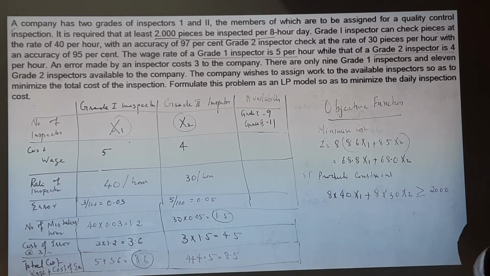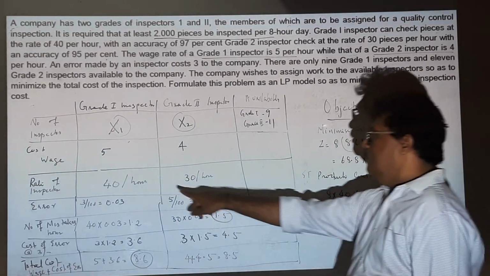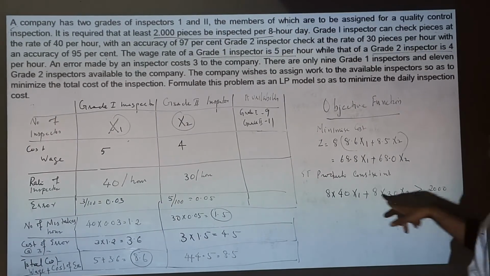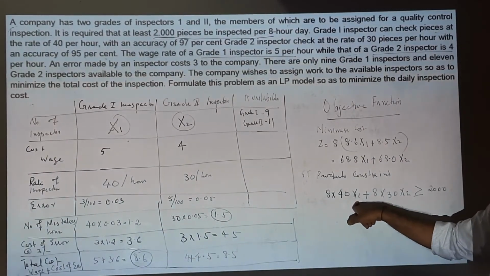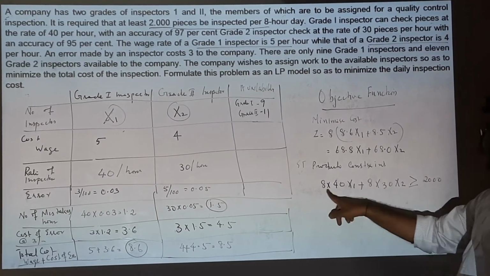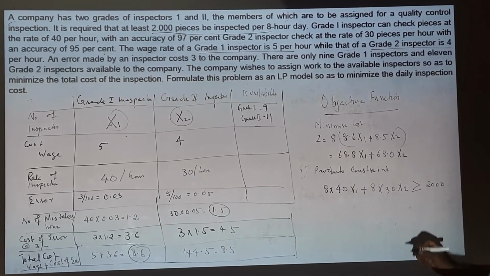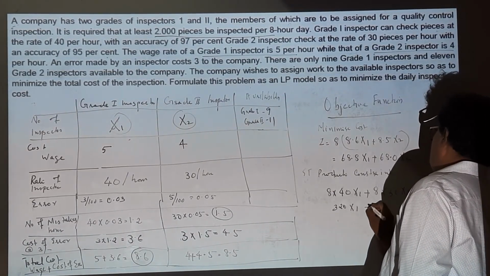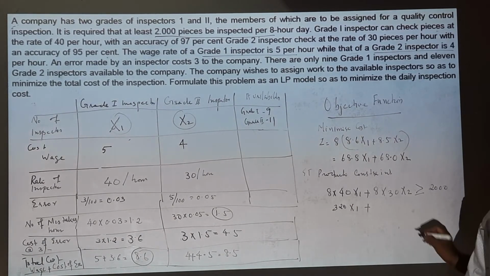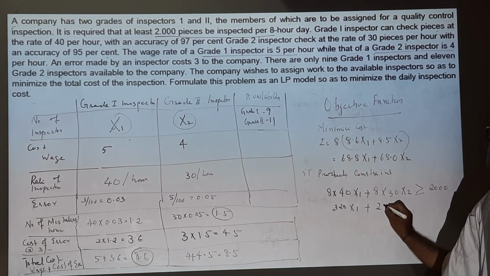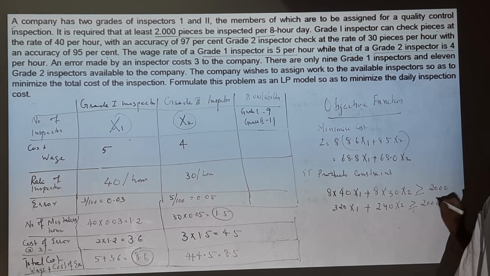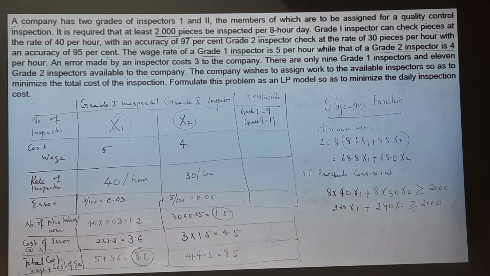8 into 40, you know how it comes? Because in 1 hour, one inspector can check 40 units. So total x1 inspectors can check 40 into x1 in 1 hour. So 8 hours, 8 into 40 into x1. So it will be 320 x1 plus 240 x2 should be greater than or equal to 2000. Minimum checking should be that much.